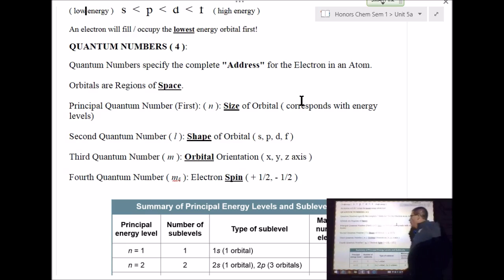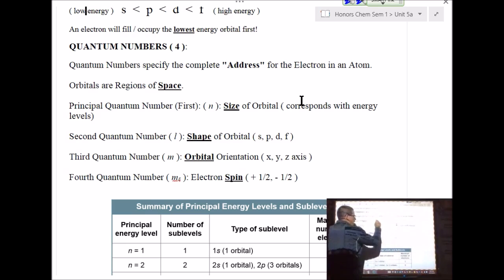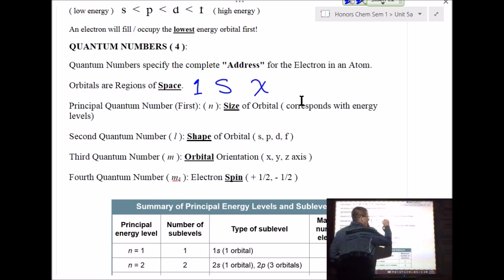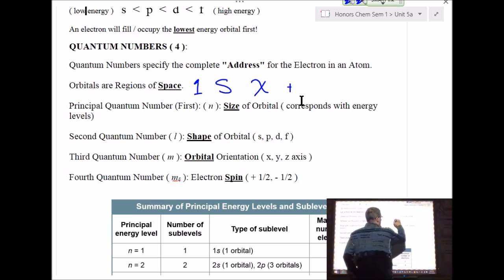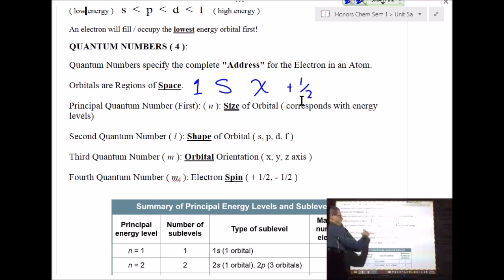If I were to say, I have an s orbital in the first energy level, and I decide to put it in the x-axis. Can I have another electron? And let me also put it with a 1/2 spin. Can I have another electron that's in the first energy level in the s orbital along the x-axis with a +1/2 spin? No. Why? Very good. One of those will be kicked out.